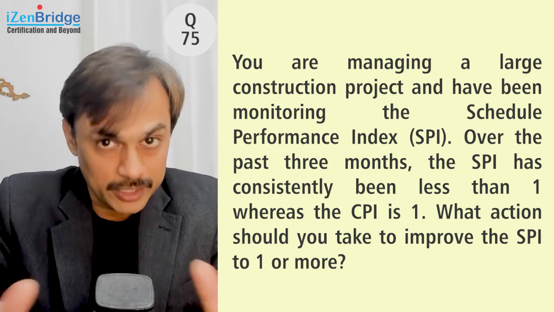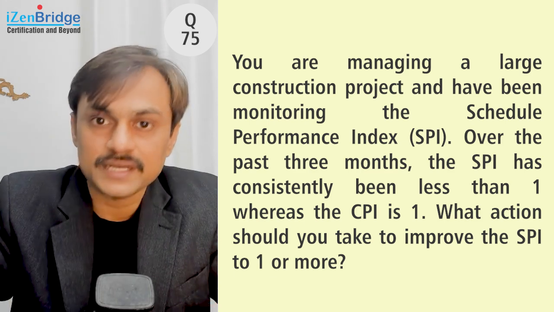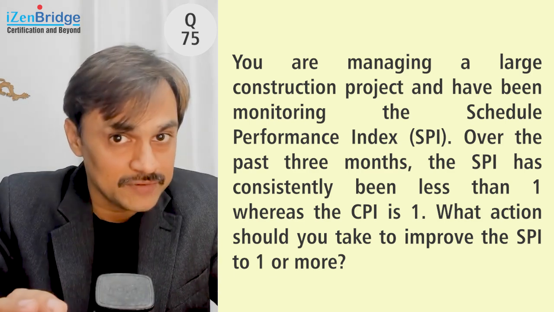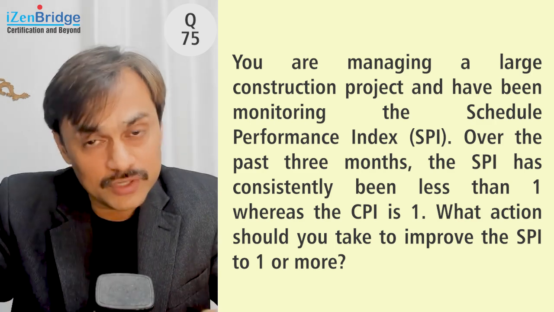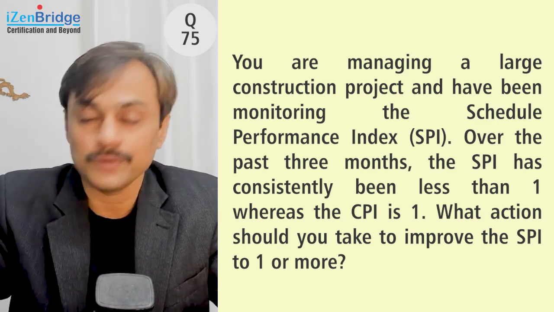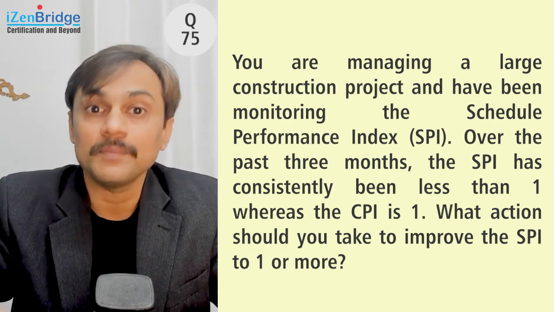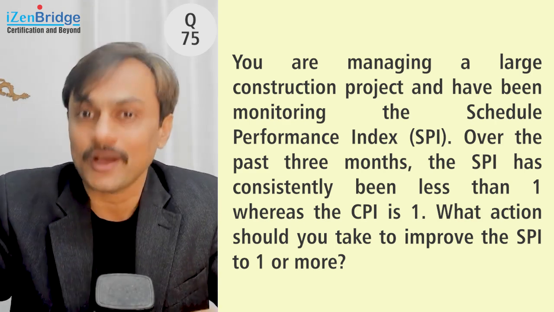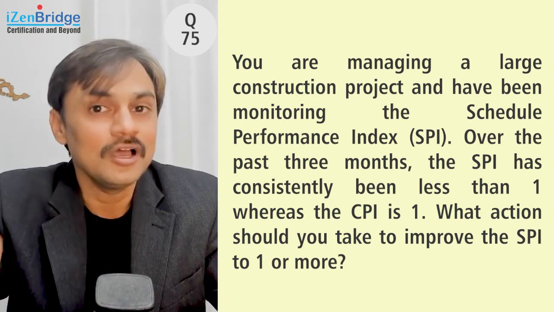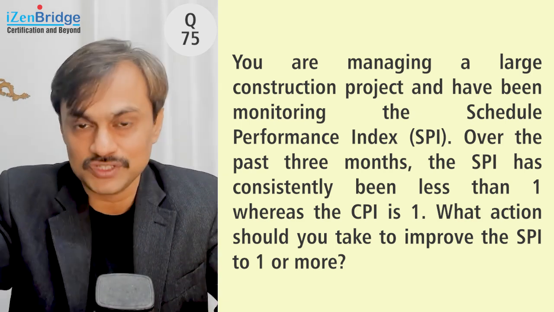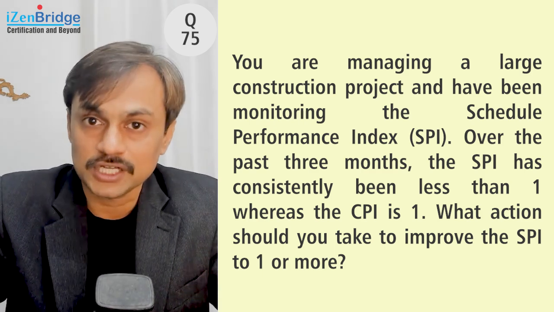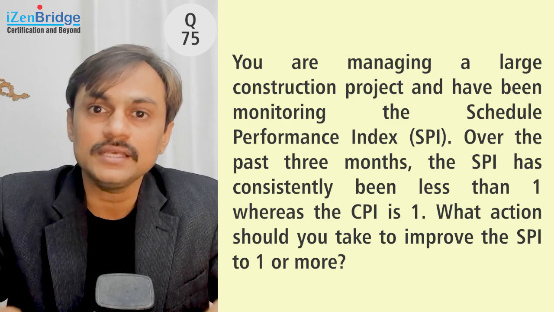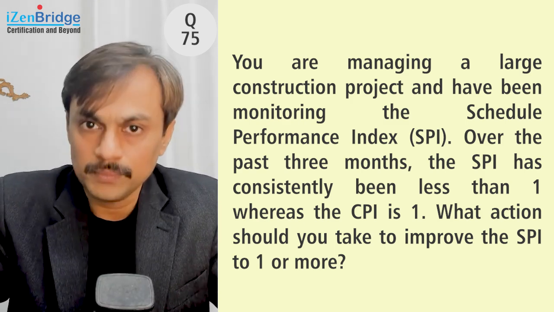So I hope we understand that a schedule performance index less than 1 shows that we are slow, we are behind our schedule. And if it is more than 1, it shows that we are ahead of our schedule. So this question is saying you are behind your schedule and what should you do to get back on track? That's the simple question, but I have designed it in terms of schedule performance index and cost performance index to check the understanding of these two indexes.